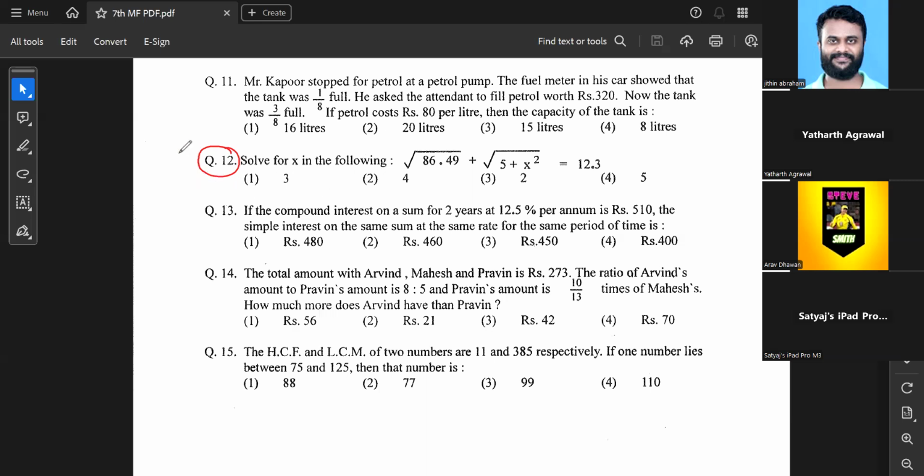Very good. I'll solve it for everyone. First of all, let me take the square root of this number. The square root of this number is 9.3. Ignore the decimal and simply take the square root of 8649. You will get 93, and then you insert the decimal to get 9.3. You take 9.3 to the other side. You'll get under root of 5 plus x square is equal to 12.3 minus 9.3. That gives you 3. Now you take the square root to the other side, it becomes 3 square. 5 plus x square will become 3 square. That means x square will be 9 minus 5, that is 4, which means ultimately you'll have x equal to 2. And that's your answer.